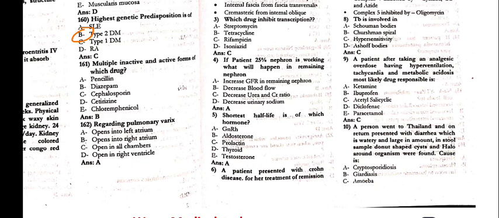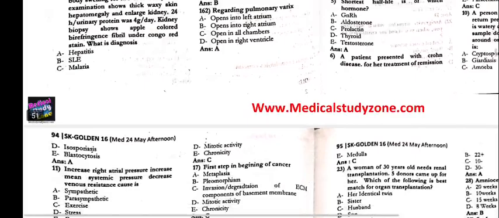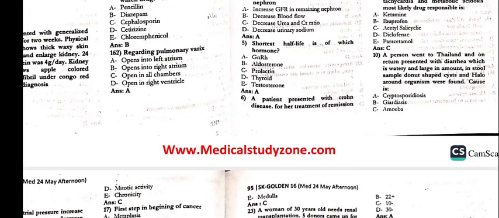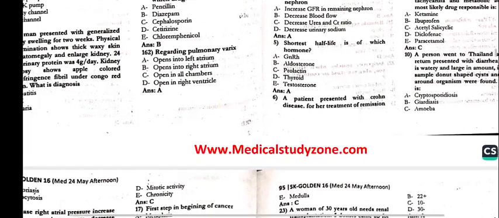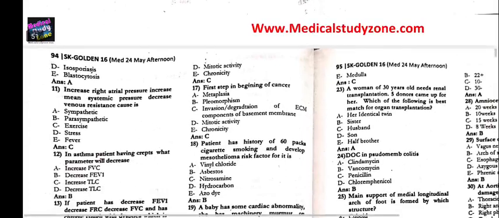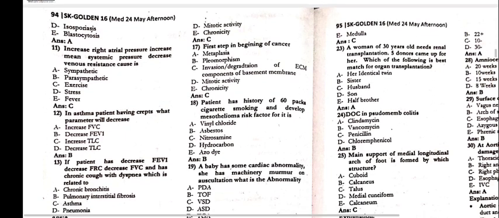Question number 10, a patient went to Thailand and on return presents with watery diarrhea. Donut-shaped cyst, basically, and this is Alpha, which is sporodiosis. Next, question number 11, increase in right atrial pressure, increase in mean systemic pressure, decrease in venous resistance.